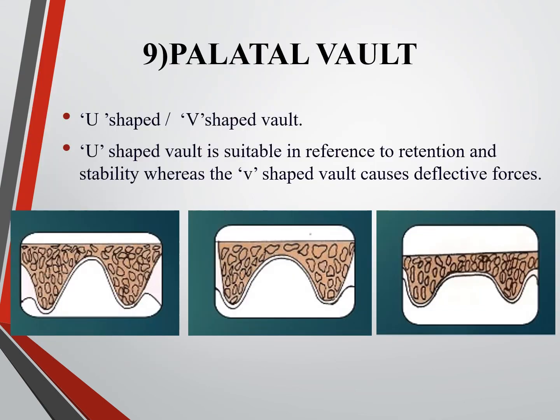Next, coming to the palatal vault. Either there is a U-shaped palatal vault or a V-shaped palatal vault. Usually, when it is a V-shaped palatal vault, there are more deflective forces, and it is very difficult to balance the retention and the stability of the denture. But thankfully, this condition is not very commonly seen. Only in very few cases where the pre-maxilla has undergone some kind of change during birth would we see a V-shaped palatal vault.